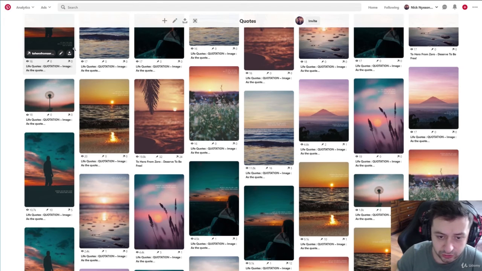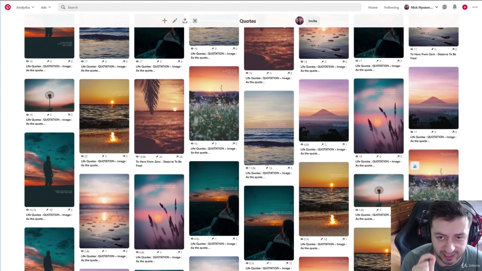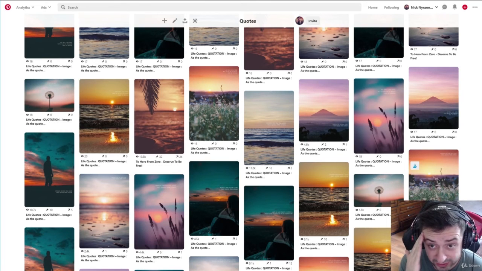And the other thing that you need to understand about Pinterest itself is that the majority, and I mean the majority of your pins, more than half of the pins, will not get any impressions, let alone views. So you need to understand that. Just think with that.